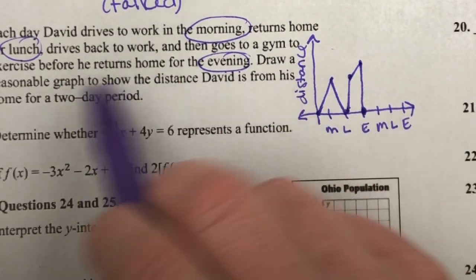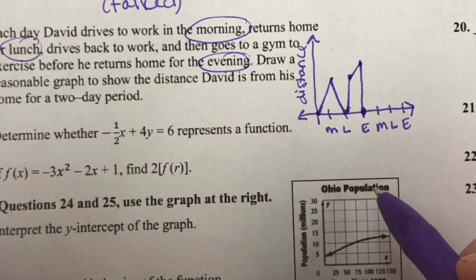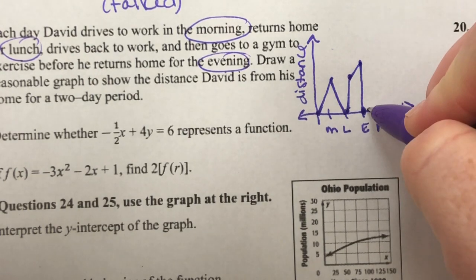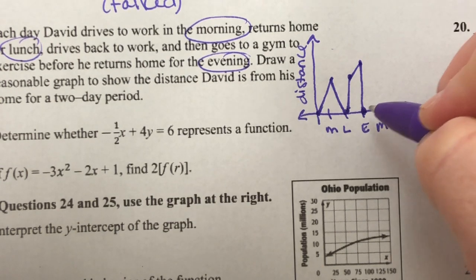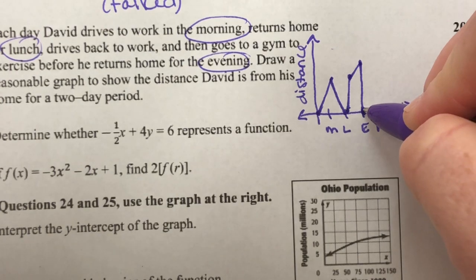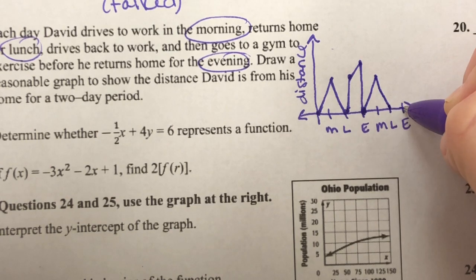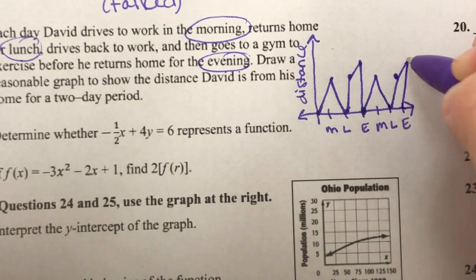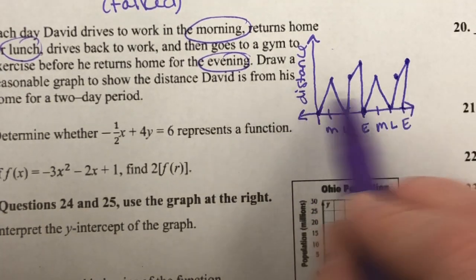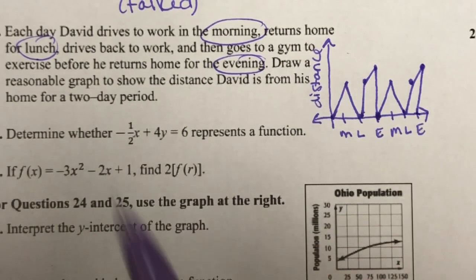Draw a reasonable graph to the distance he is from home for a 2-day period. So if this is 1 day, then the same thing's going to happen for the next day, right? He's at home. His distance from home is 0. Sorry. His distance from home is 0. Then in the morning, he drives to work. So it's going to go up here again. Then he comes home for lunch. And then before he goes home in the evening, he goes back to work. And then he goes to the gym. And then he comes back home, right? Something like that. So over a 2-day period, distance from home is going to look something kind of like this. This would be a graph to represent his distance from home.